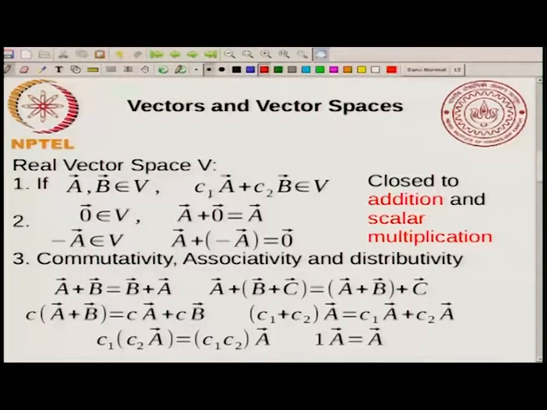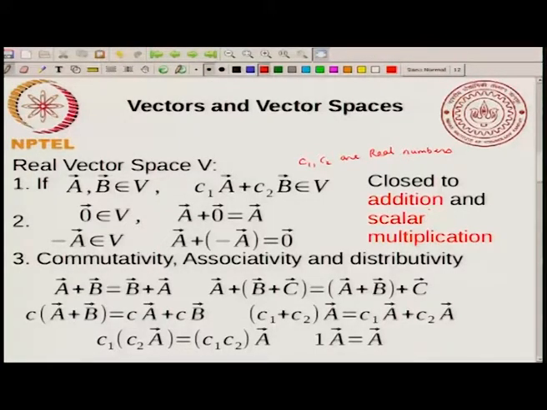You multiply A by a scalar C1 and multiply B by a scalar C2, and you will get another vector, and C1 and C2 can be any real numbers. So, the idea is that you can multiply this vector by any real number and add it to another vector multiplied by any other real number, and you will still get a vector in the vector space. What it means in short is that the vector space is closed under addition and scalar multiplication.